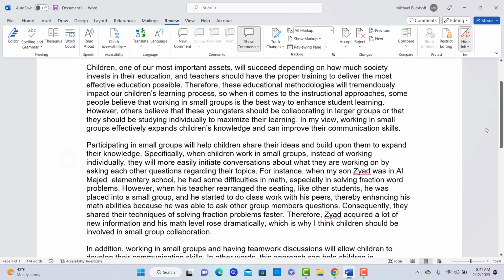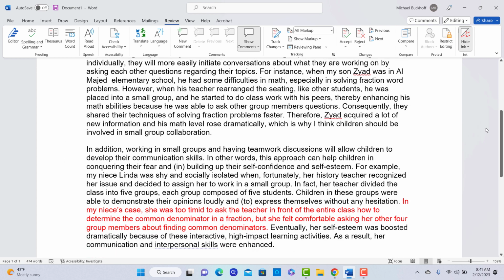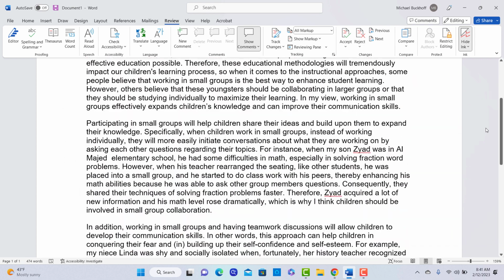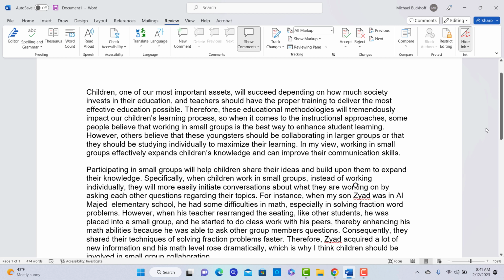So there you go. There are my changes to your introduction and then your paragraphs here, so you have an idea of what you can do, not just to get 24 to 25, but to get 30 out of 30 points on the TOEFL iBT exam.